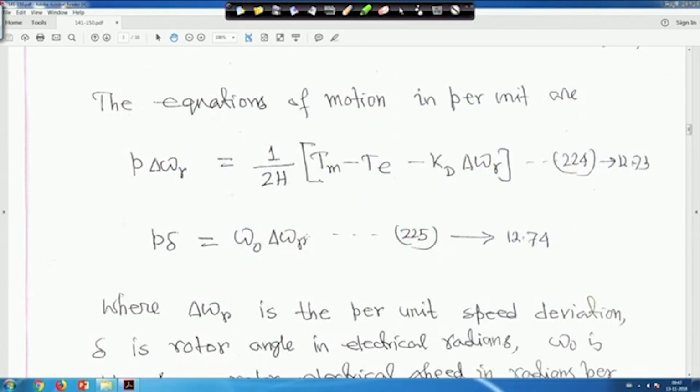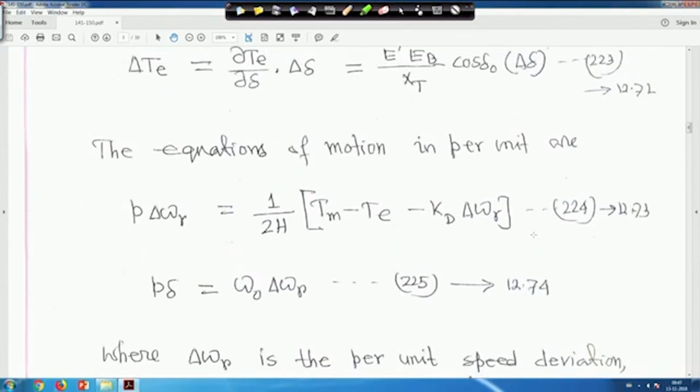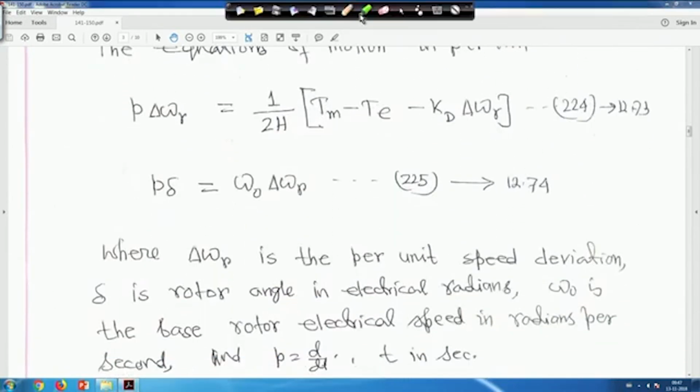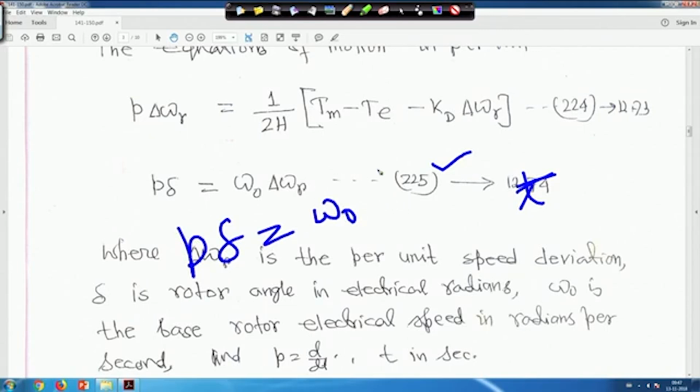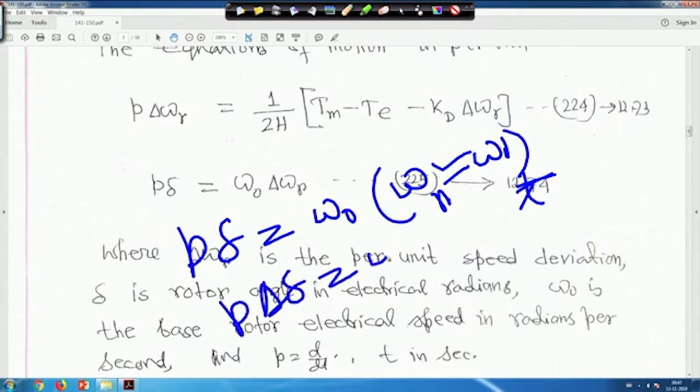Similarly, in equation 225, it is P delta. P delta is nothing but omega 0 times delta omega r, actually omega r minus omega 0. Now, if you take small perturbation, it will be P delta delta is equal to omega 0 delta omega r, because this is omega r minus omega 0.